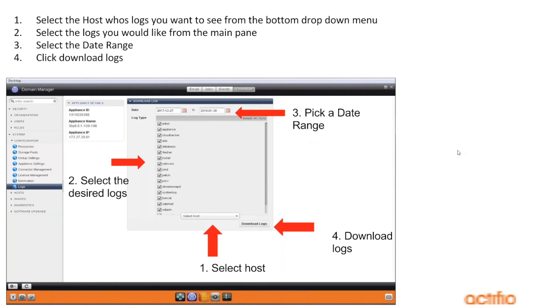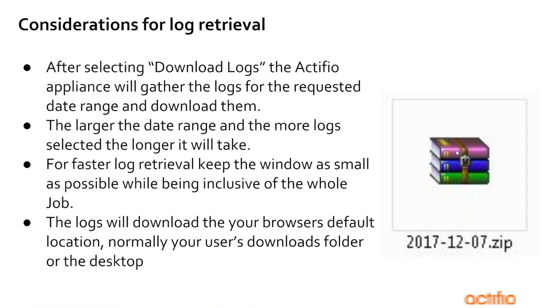Now the download logs button will actually take all those logs, make a copy of them, zip them into an archive, date that archive, and then download it to whatever is the default path for your default browser. Generally, this is either going to be the downloads folder under your user profile or sometimes right on your desktop.